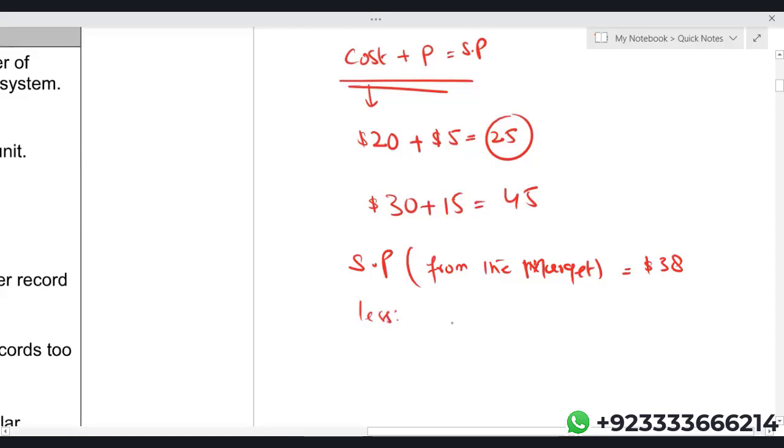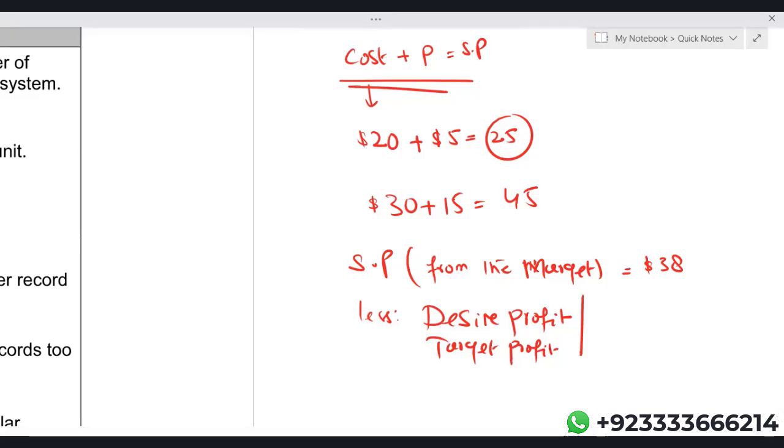Now, less the desired profit. What profit do you need? Or you can say target profit. Obviously, there are ways to decide the target profit. Target profit could be a return on sales percentage. For example, you say, whatever the selling price is, I don't mind, but I need at least 20% of that as profit. I'm just assuming. Let's assume the desired target profit is $8. Just an assumption, okay? It means now the target cost is $30.